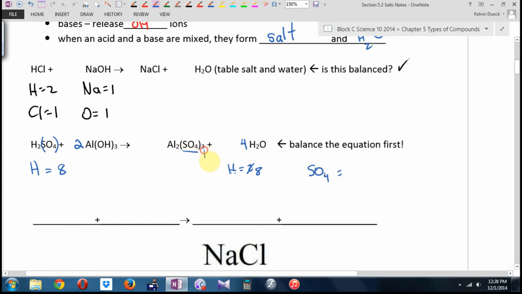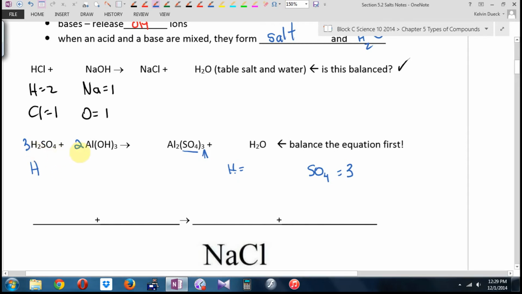How many of these do I have? 3 SO4s, right? How many SO4s do I have on the left-hand side? You're right. 1. How many do I need? You know what? Maybe before I start mucking around with all this stuff, I should have said, let's see if I put a 3 there, because maybe that'll take care of it. So the rule when you're doing an acid-base reaction, save the O's and the H's for last. If you're lucky, they'll take care of themselves.